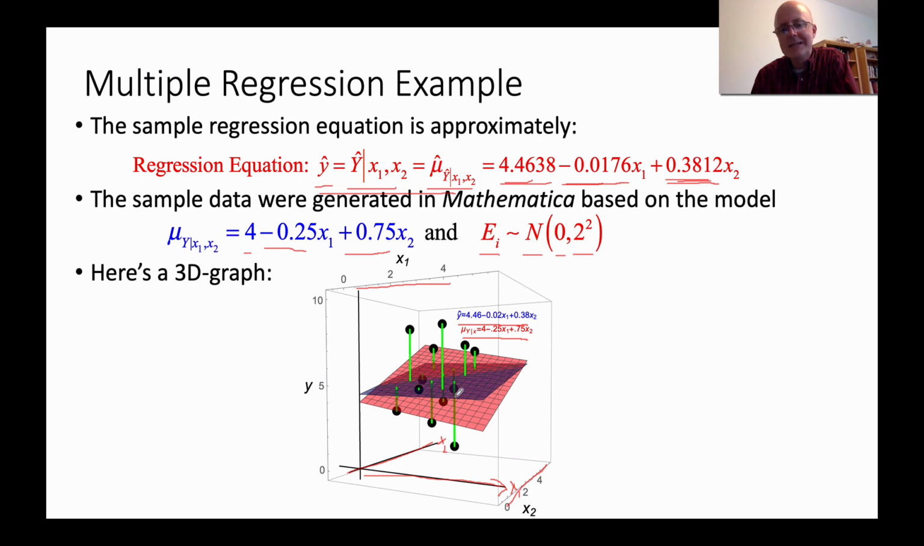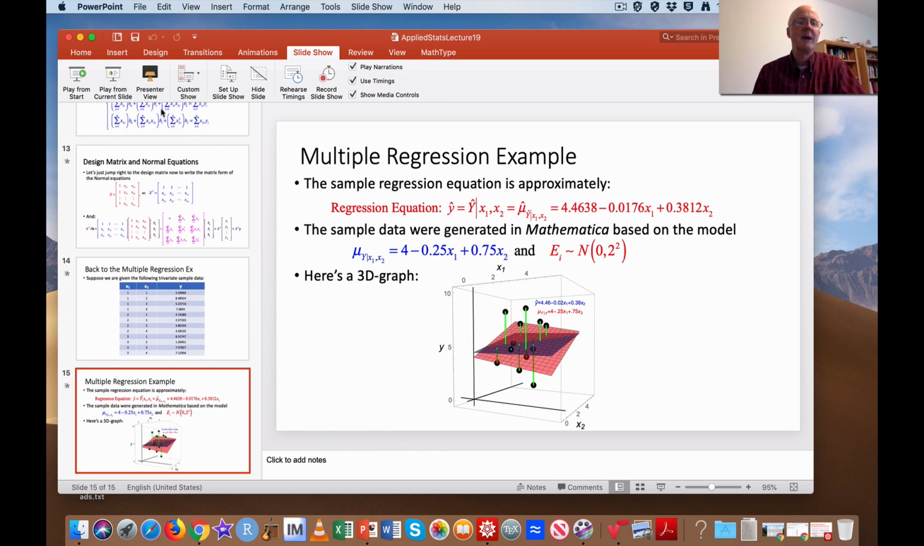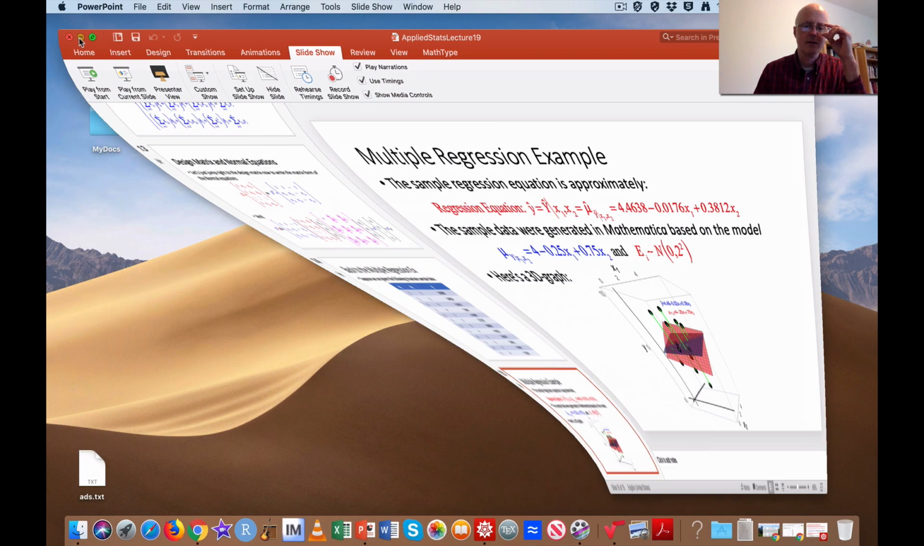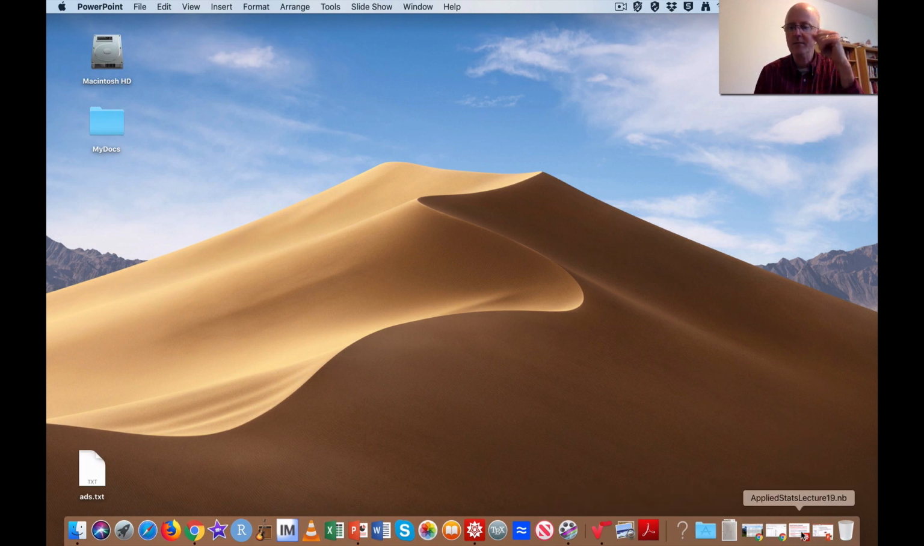What are these green lines? These green lines are essentially, well, they have signed length equal to the residuals. Positive residual when the point is above the blue graph, negative residuals when it's below. And these lines are to the blue graph here, not to the red graph. Okay, so that's a visual of what's going on with your trivariate data. You want to think about it graphically, three-dimensionally. All right, let's now go on to the Mathematica and then on the spreadsheet to finish off the lecture here.